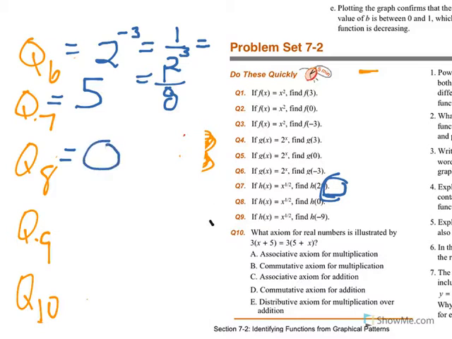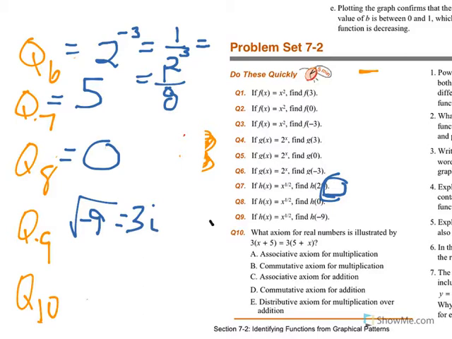Q9 is x to the 1/2 power. Find h of negative 9. So that means this is the same as the square root of negative 9. Well, there is no real answer to that. You could write NRA, no real answer. If you think back to Algebra 2, the answer is actually 3i. We'll talk about that more in later times coming up.